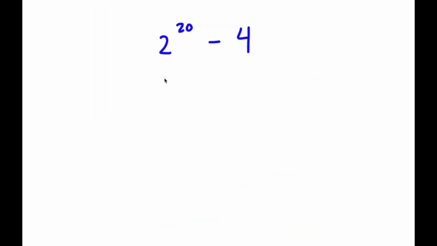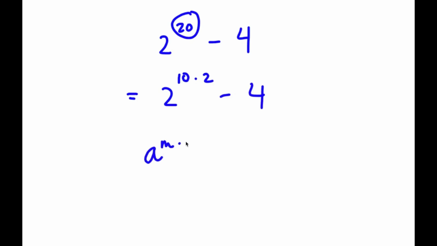Alright, so in this problem, I have 2 to the power of 20 minus 4. So to solve this, I'm going to first start by rewriting 20 here as 10 times 2. So now I have 2 to the power of 10 times 2 minus 4. Now, if I have something in the form a to the power of m times n, I can write this as a to the power of m to the power of n.